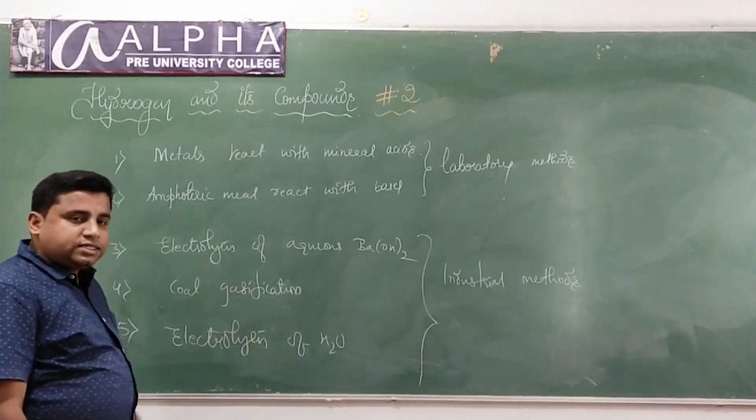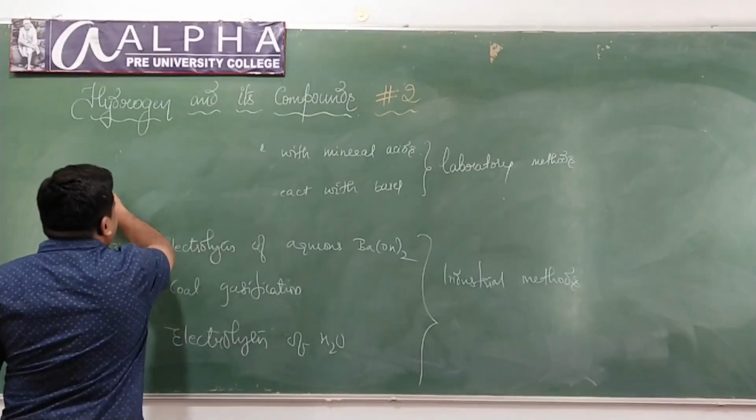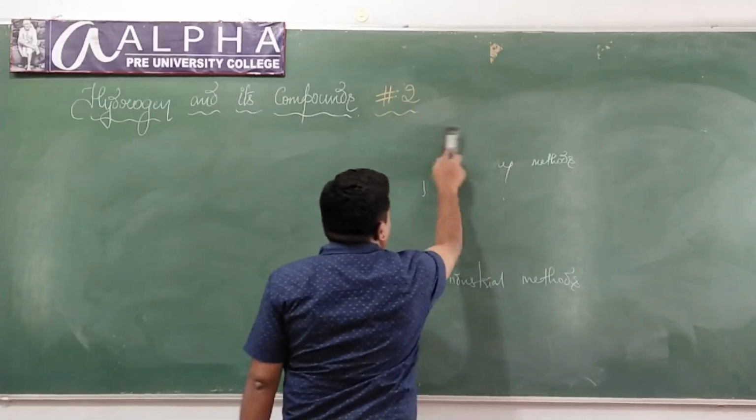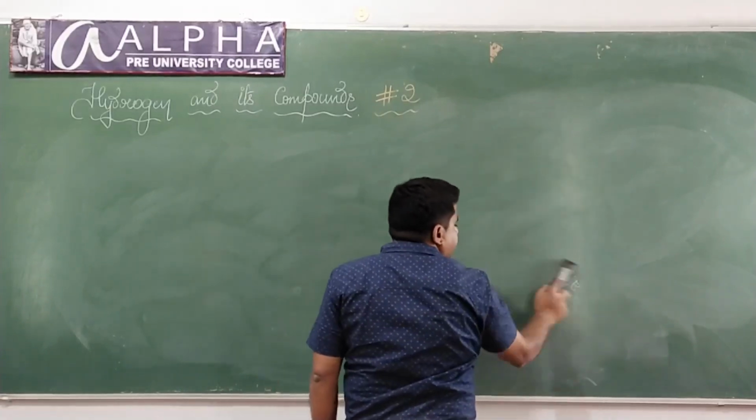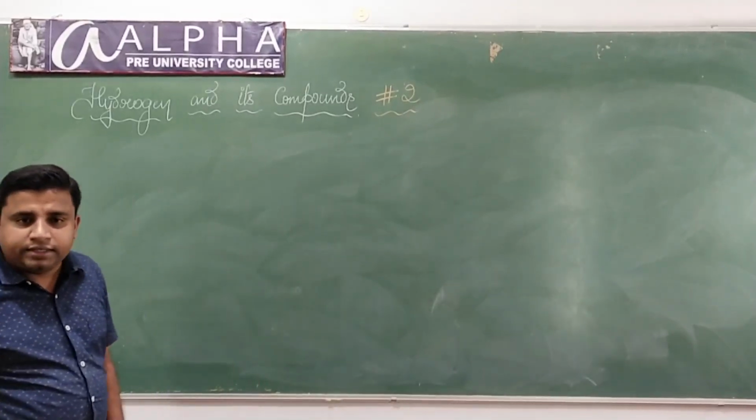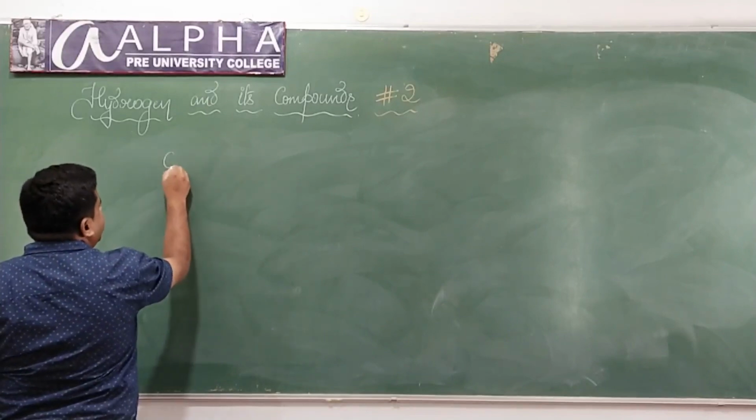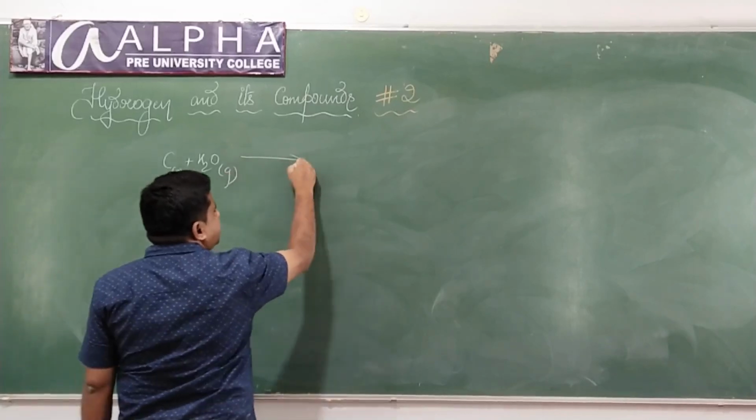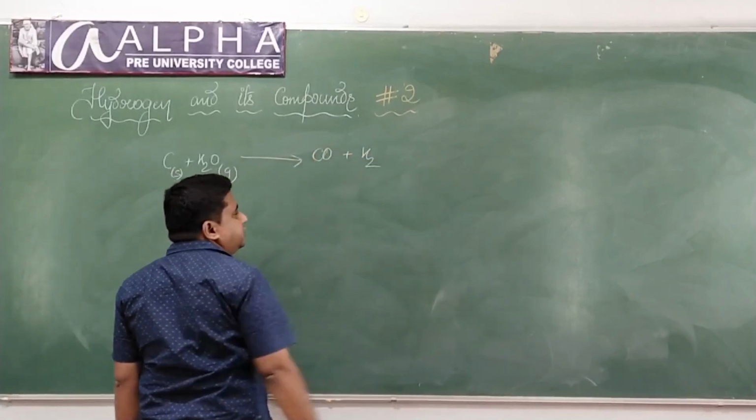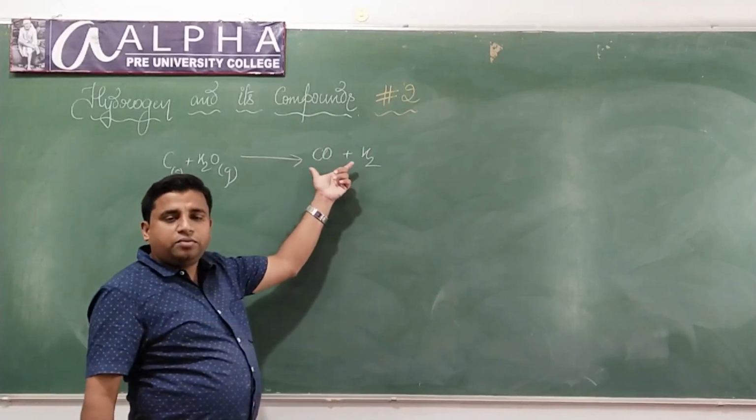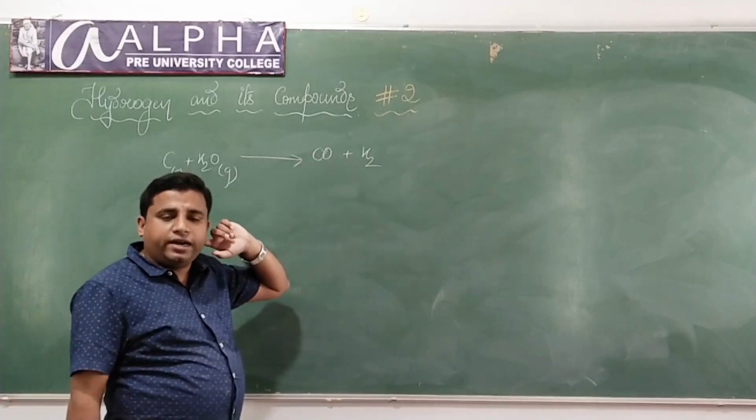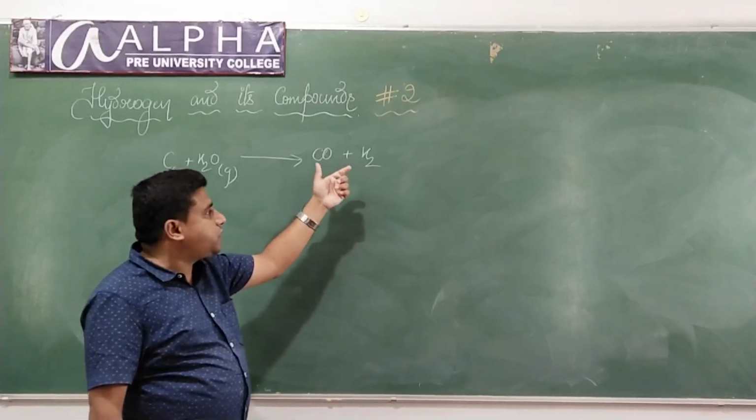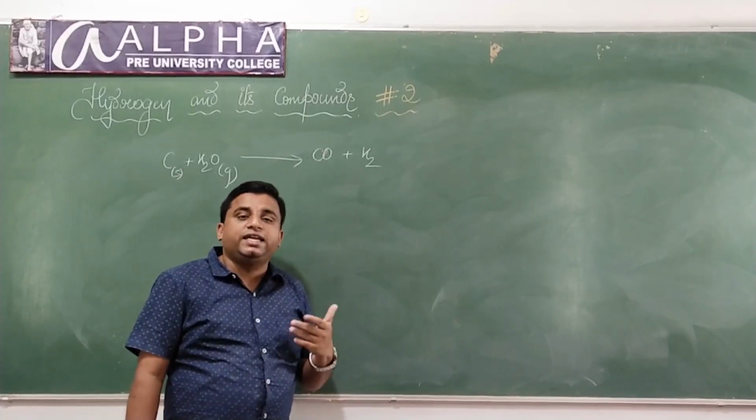Students, now let us continue with coal gasification. I have told you in my previous video that when steam is passed over red hot coke, it gives a mixture of carbon monoxide and hydrogen. The mixed 1:1 ratio of carbon monoxide and hydrogen is called as water gas, I have told you. 1:3 ratio of carbon monoxide and hydrogen is called as syngas.